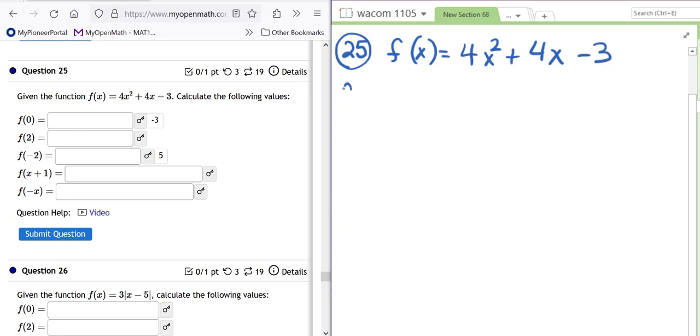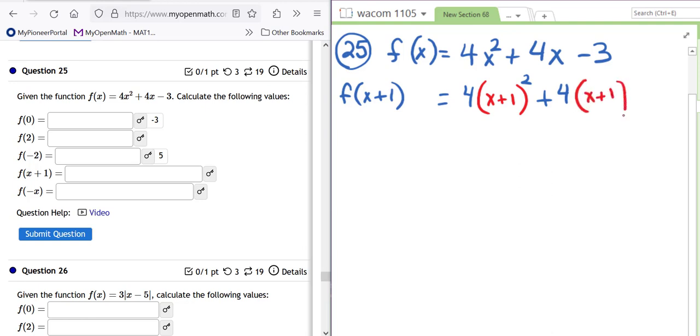Right, and we're going to do f of x plus 1. So the whole thing goes into each x. So 4, and we need parentheses, x plus 1, squared plus 4, parentheses, x plus 1, and then your minus 3. Right. Once you have it plugged in, then you're going to follow order of operations.